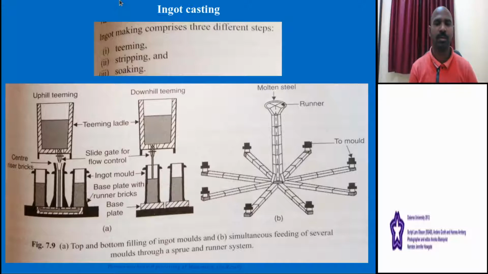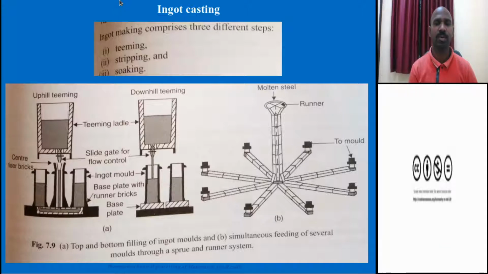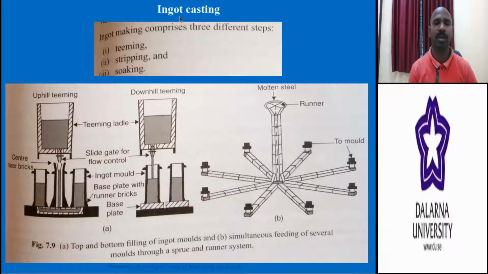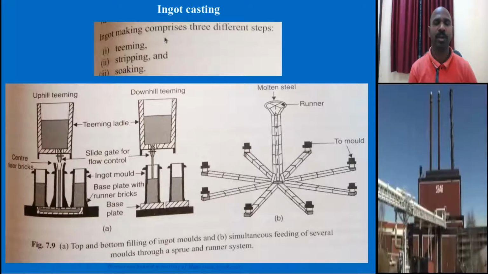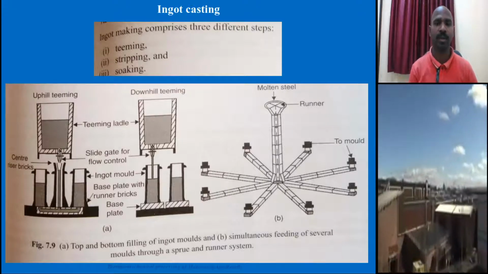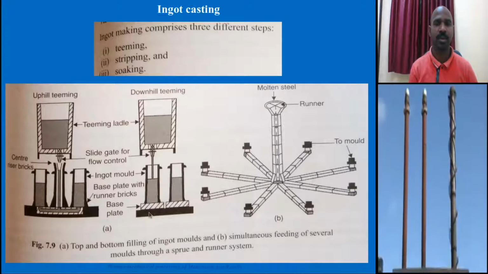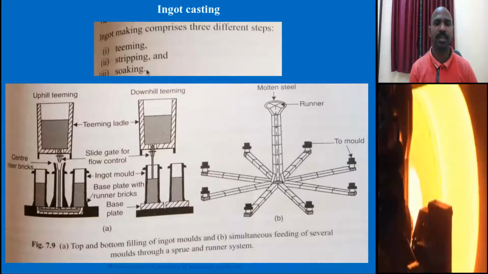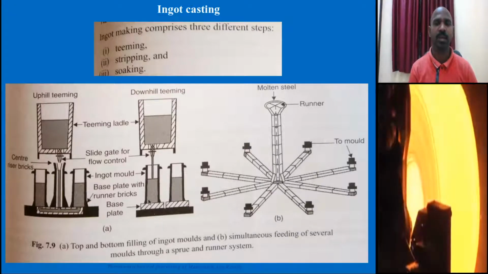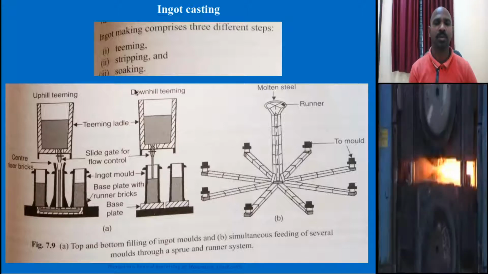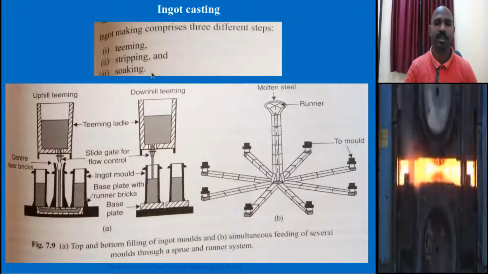And when do you use the thermomechanical process? Before the thermomechanical process, you will get a product from the ingot casting process. What does the ingot casting process consist of? It consists of teeming molten metal coming out from the ladle, and stripping, taking the solidified ingot out of the mold, and soaking to get a uniform dendrite structure. Solutionized annealing is nothing but soaking for 1 hour.